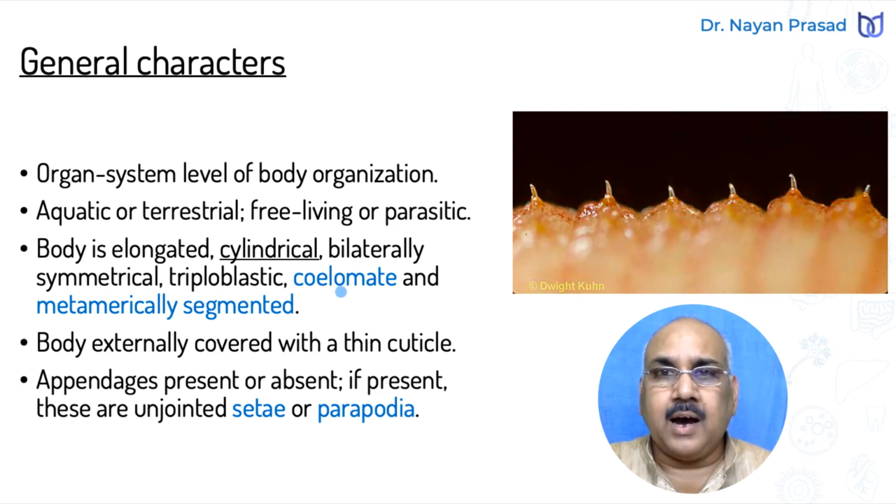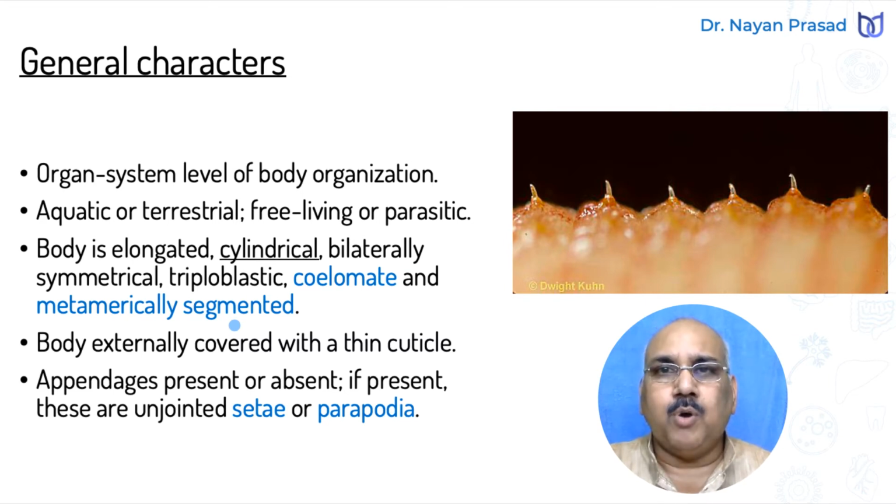And annelids are first coelomate organisms. These have true coelom. Remember coelom, the body cavity. The cavity inside the body in between alimentary canal and body wall. And here the coelom is true means fully developed, lined by mesodermal cells on all the sides. So these are also called eucoelomate animals, and they have metamerically segmented body.